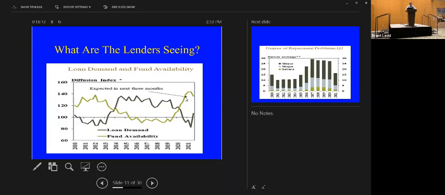So what are the lenders telling us? This is again based on the Federal Reserve survey from the 10th district. The darker colored line there is loan demand. The green colored line there would be fund availability. So this would be commercial banks.